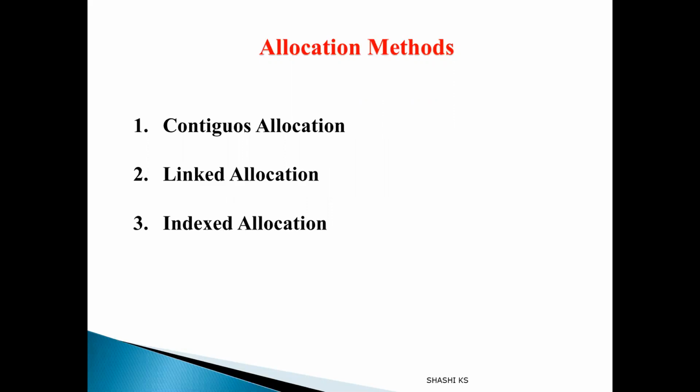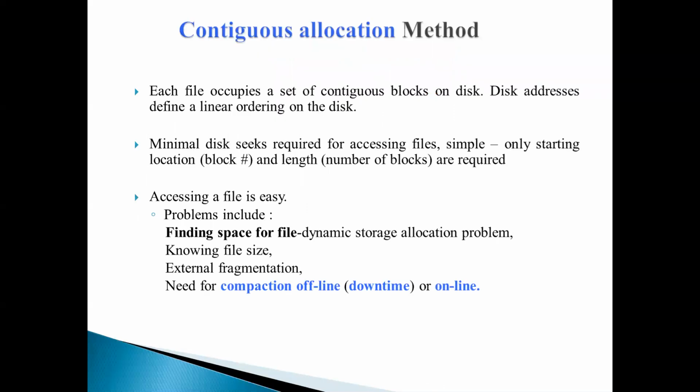There are basically three types of allocation methods, namely contiguous allocation, linked allocation, and indexed allocation. We'll see about each of these allocation methods in detail. So first one is your contiguous allocation.